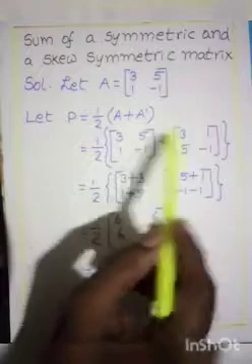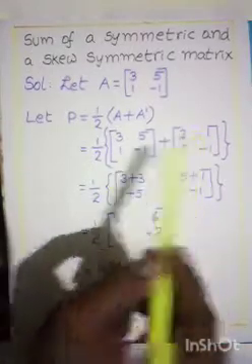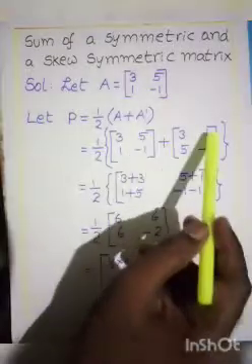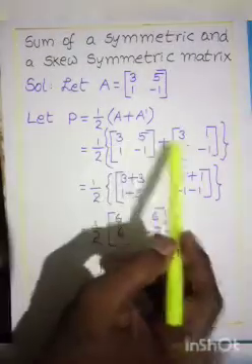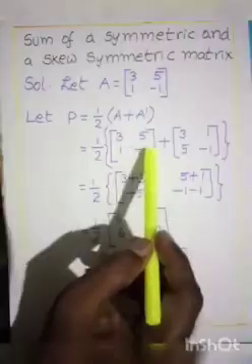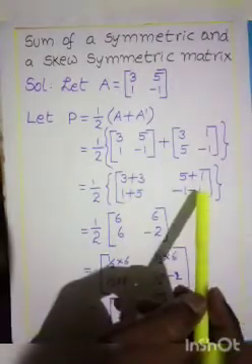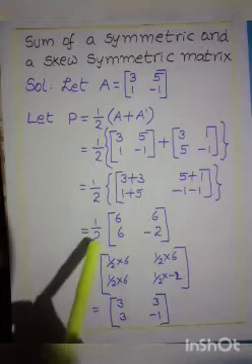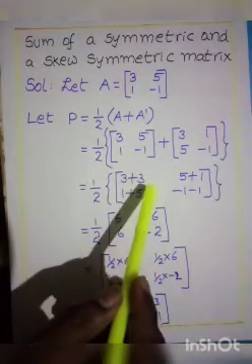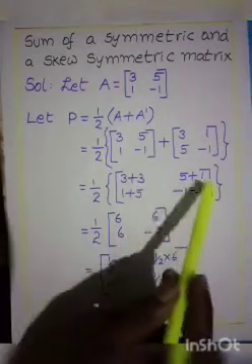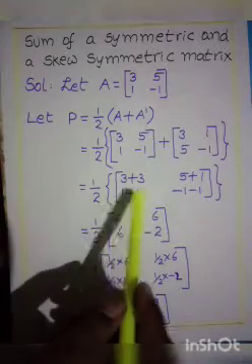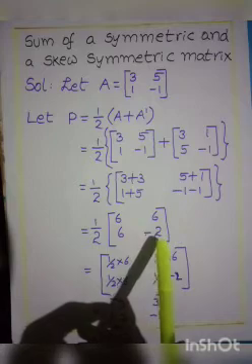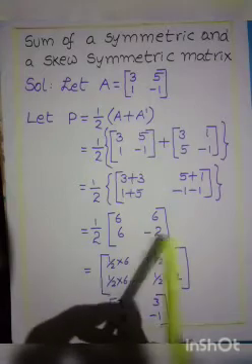Means by adding the corresponding elements in the two matrices, we get 3 plus 3, 5 plus 1, 1 plus 5, minus 1 plus minus 1. Understood the step, my dear children? Right. That is equal to 1 by 2 of 3 plus 3, 6, 5 plus 1, 6, 1 plus 5, 6, minus 1, minus 2. Understood this step, my dear children?